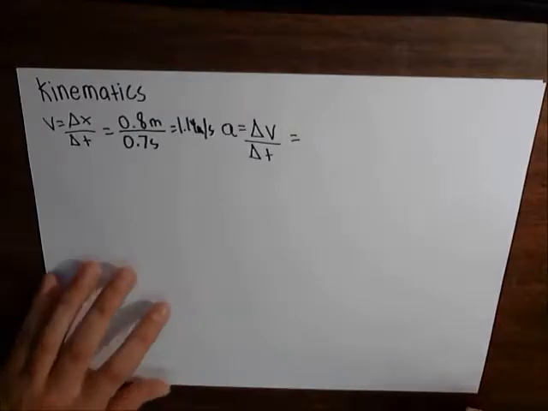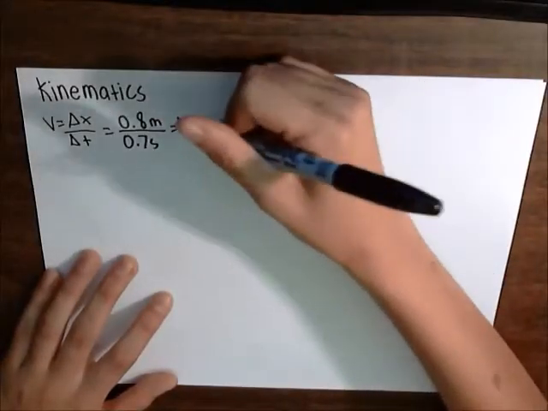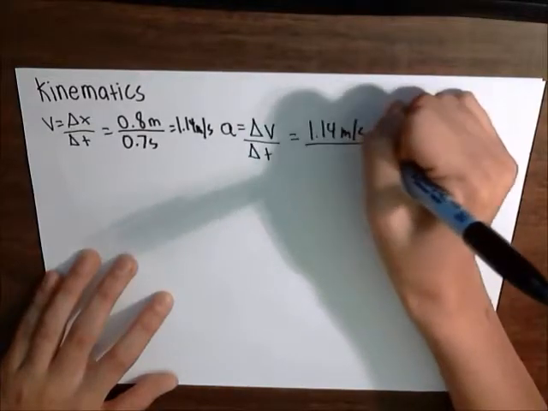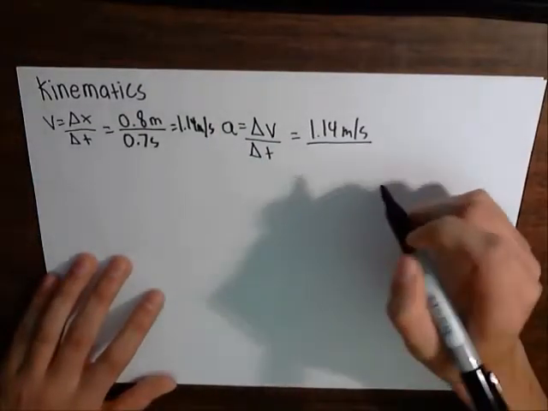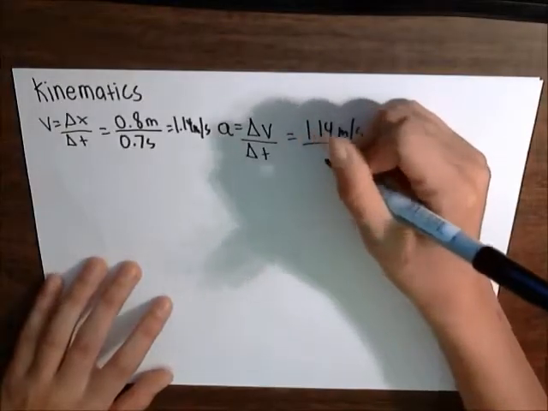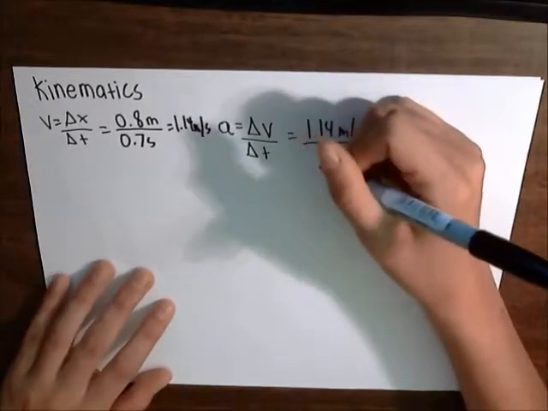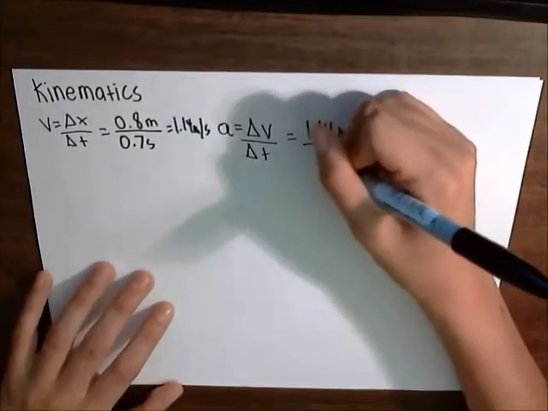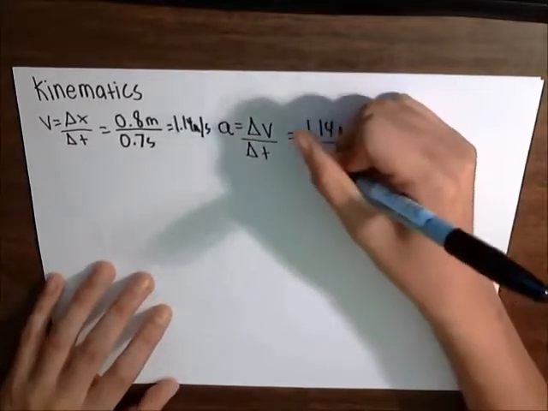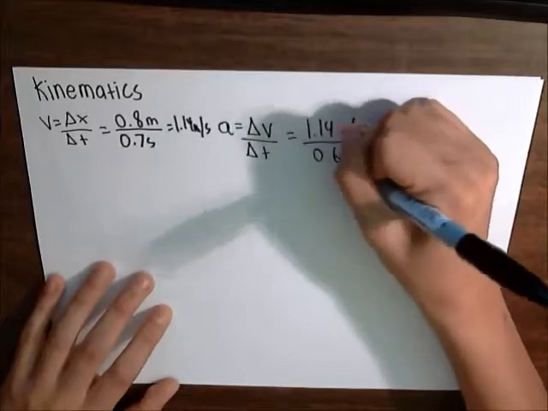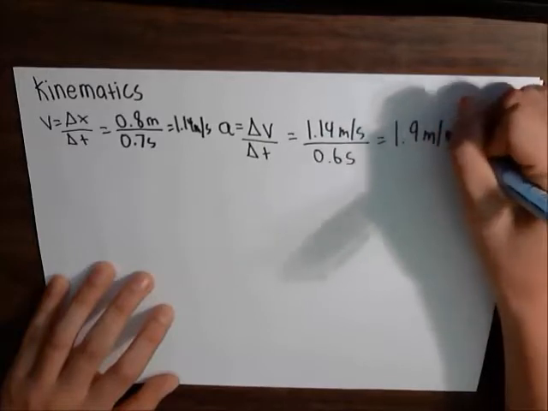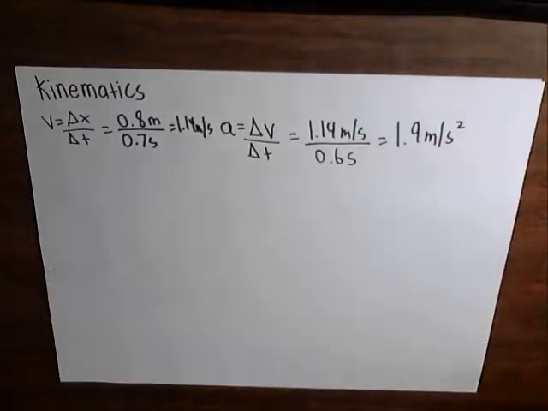And for acceleration, we can find acceleration using the velocity we just found. So 1.14 meters per second over delta t, and the delta t here would be the average of the other two times. So it would be 1.2 minus 0, which is 1.2, divided by 2, which is 0.6 seconds. And if we calculate that, we get around 1.9 meters per second squared.